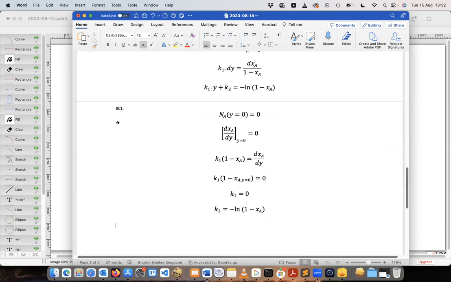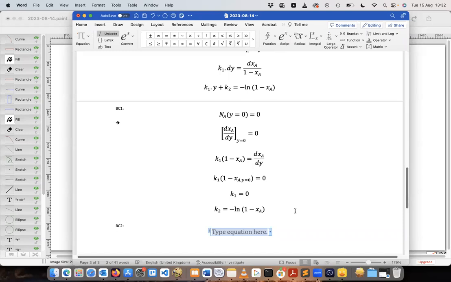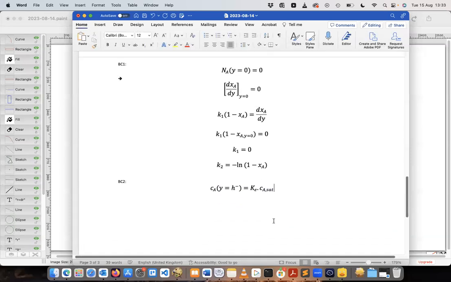So the other boundary condition we have is that at the surface, we have a known mole fraction. And what we actually wrote was that the concentration just inside the concrete, so we said this as the concentration at the position y equals h minus, that's equal to the equilibrium constant multiplied with the saturation concentration. So we said in air, there's a certain saturation level of water in that air. So that's our other condition.